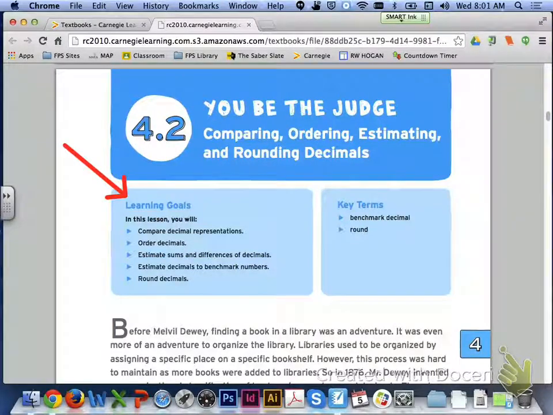Hi class, in 4.2 we will be comparing, ordering, estimating, and rounding with decimals. Learning targets for today, we'll be looking at comparing decimal representations, ordering decimals, estimating sums and differences of decimals, estimating decimals to benchmark numbers, and finishing out 4.2 with rounding decimals.